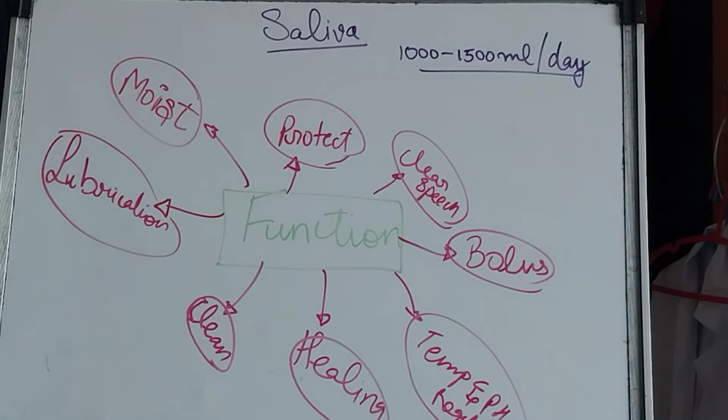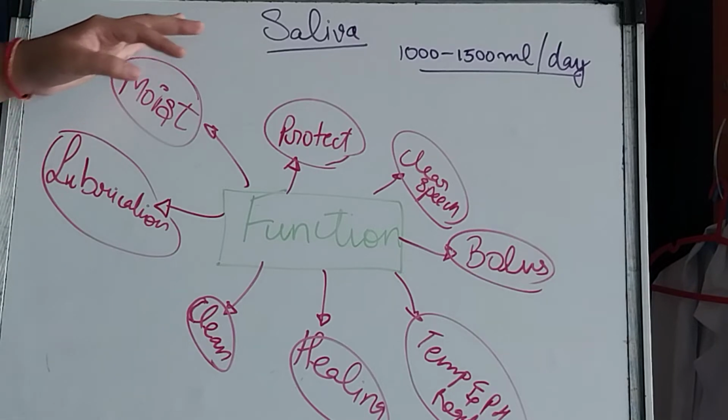So basically, what are the salivary glands? What do you understand by the term salivary glands? Salivary glands are the exocrine glands that secrete saliva. So before jumping into what salivary glands do and their functions, let's first discuss the functions of saliva.